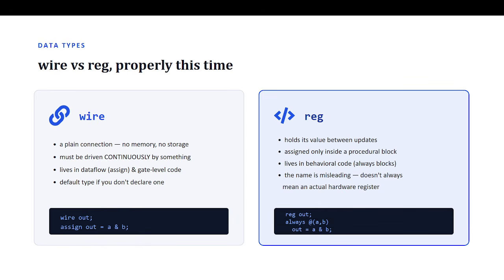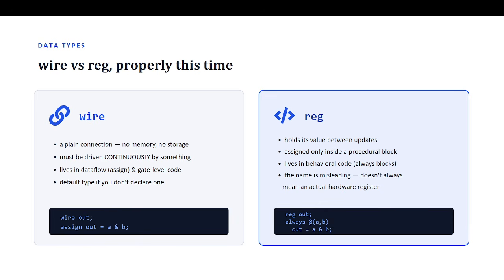Look at the code example. reg out; always @(a, b) out = a & b; Notice the always @(a, b). This is a procedural block that is sensitive to changes in A and B. Inside it, out is assigned using the equals operator. And because we are inside an always block, out must be declared as reg.